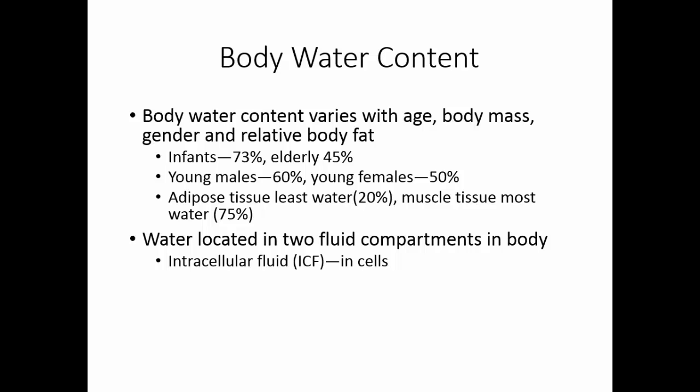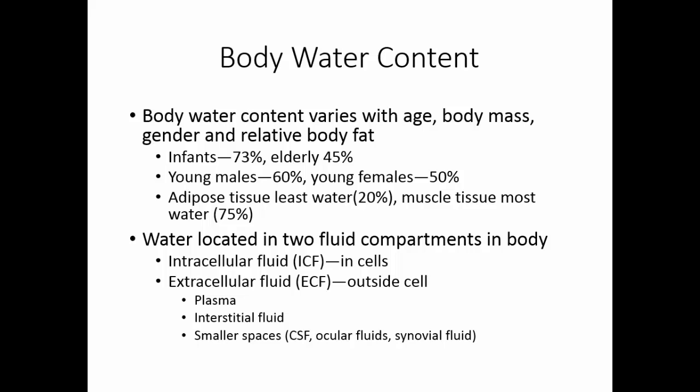Water can be divided into two general compartments in the body. The intracellular fluid is all of the fluid that's inside the millions of cells that make up your body. The extracellular fluid is all of the fluid that's outside your cells. This will be plasma, interstitial fluid, and then there are smaller spaces that have fluid like the cerebrospinal fluid, your aqueous humor, your vitreous humor, synovial fluid, peritoneal fluid, things like that.